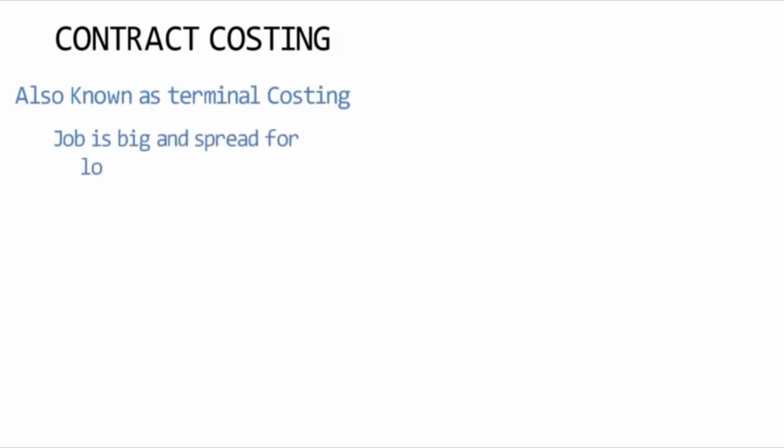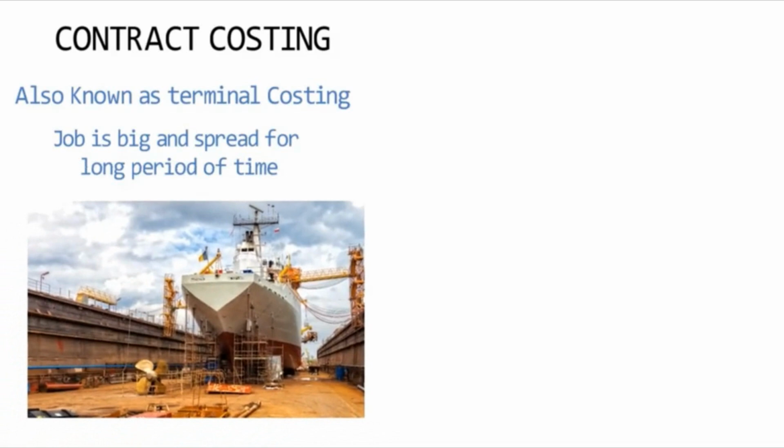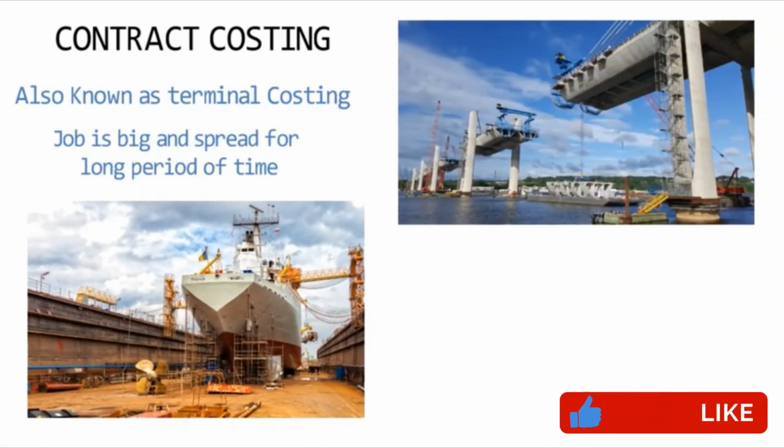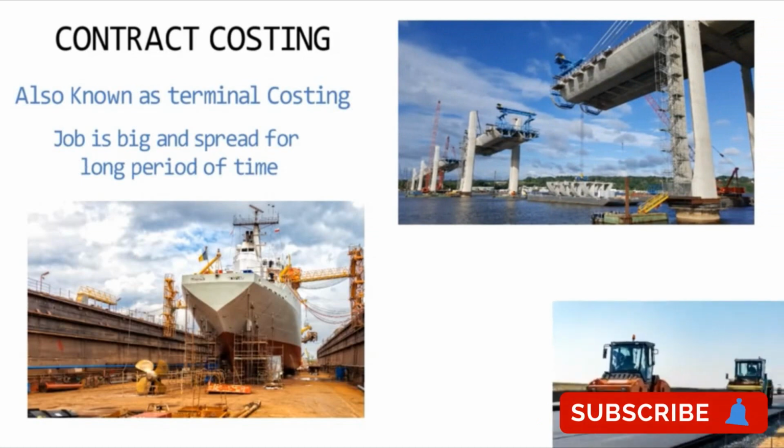The third type of costing method is contract costing. This costing is known as terminal costing. This is similar to job costing, however, it is used where the job is big and spread for the long period of time. This is done according to the specification of the customer again. For example, this type of costing is engaged in shipbuilding, construction of buildings, construction of bridges, dams, and roads.